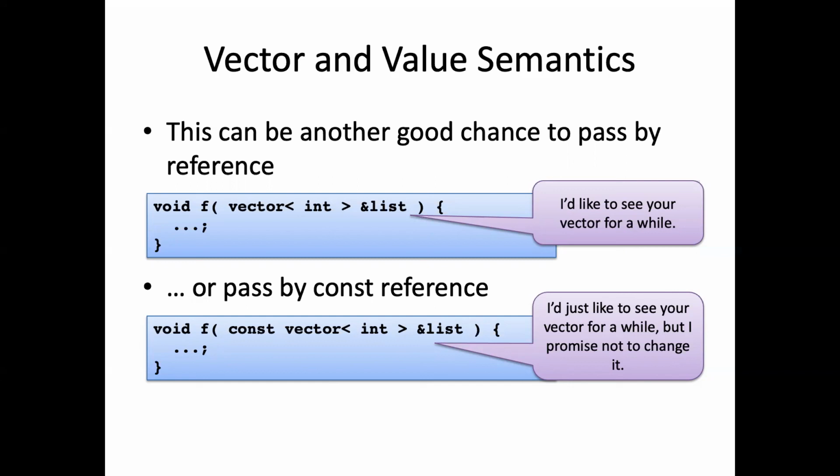If you want the function to promise it's just going to use your vector, but it won't change it, you can always put a const on that. And then this is an efficient way of letting the function use your vector, but with the safety advantages of pass by value. The function promises it won't sneak in and change your vector.